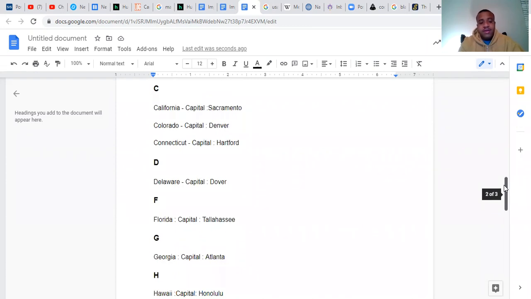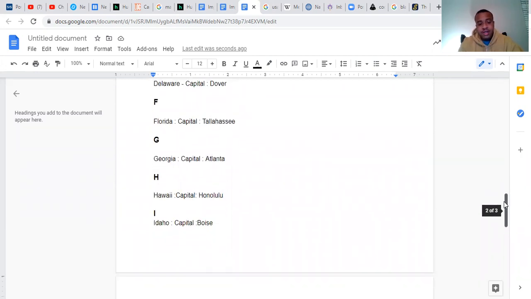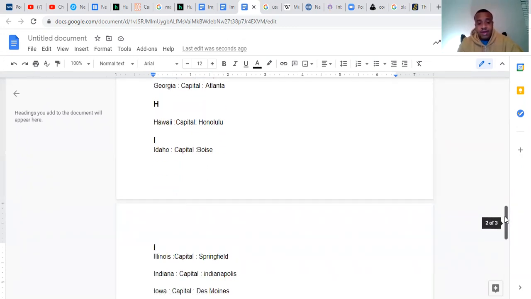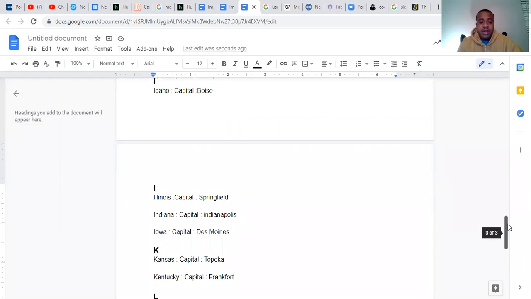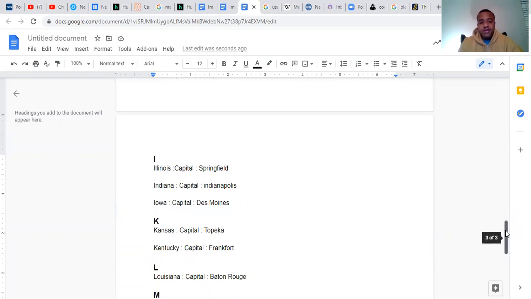The capital of Delaware is Dover. The capital of Florida is Tallahassee. The capital of Georgia is Atlanta. The capital of Hawaii is Honolulu. The capital of Idaho is Boise. The capital of Illinois is Springfield. The capital of Indiana is Indianapolis. The capital of Iowa is Des Moines. The capital of Kansas is Topeka. The capital of Kentucky is Frankfort.